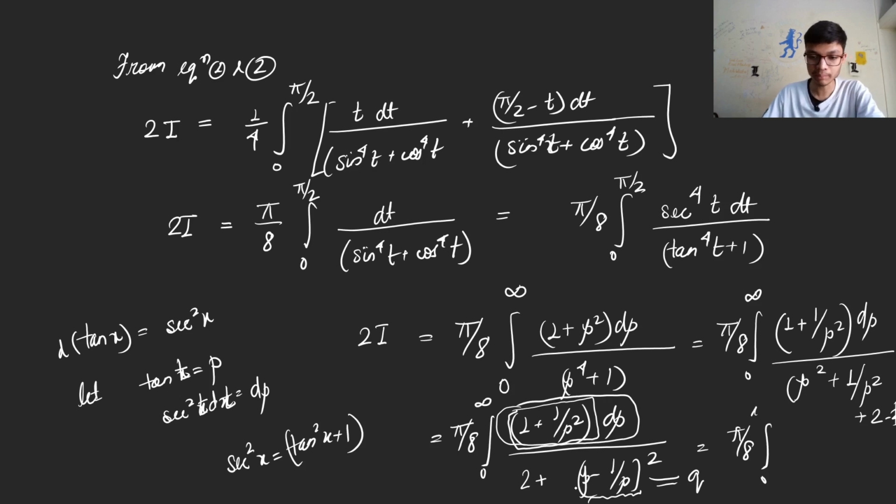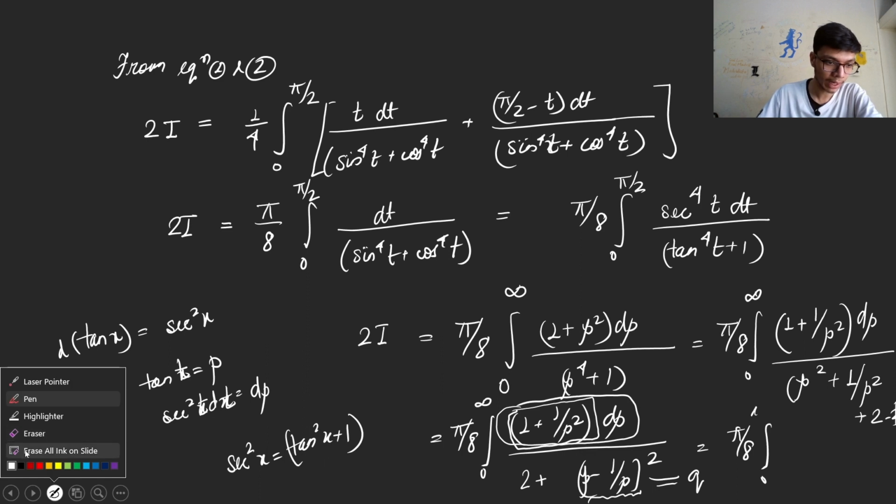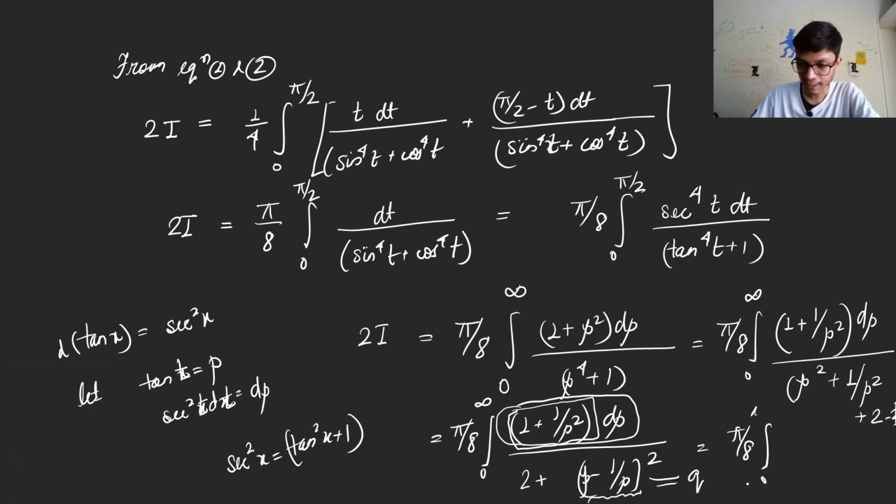That means q will range from minus infinity to plus infinity, and the result is going to look something like dq divided by 2 plus q square. Now you can simplify this result by taking root 2 common, and this is looking like the formula for tan inverse x.